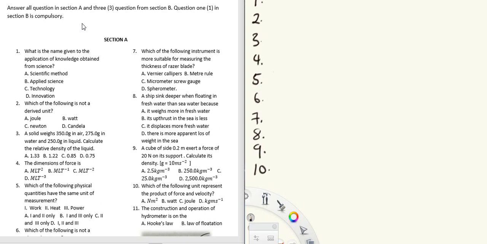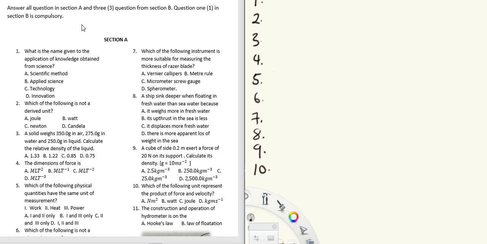So please, this is a caution to all of us. Anytime you are writing an exam, take time to read the instruction first. Don't be hasty to just go straight to the question because you have seen it before. That's not how you answer questions in exams. Always read the instruction first.